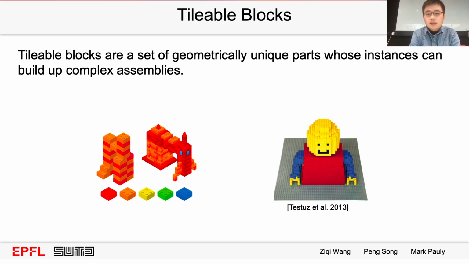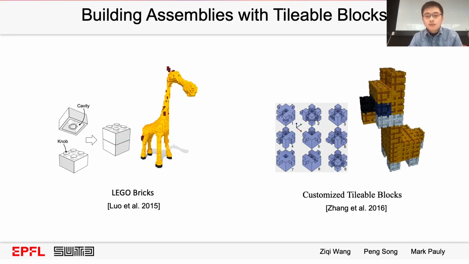The fourth research topic is about tileable blocks, which are a set of geometrically unique parts whose instances can build up complex assemblies. These blocks are universal and reusable in many constructions, bringing advantages like high utilization and low cost for mass production. The most well-known tileable blocks are Lego bricks. Besides the typical problems of using Lego bricks to build assemblies, designing customized tileable blocks is also intriguing in engineering and architecture, and has recently attracted great interest in the graphics community.